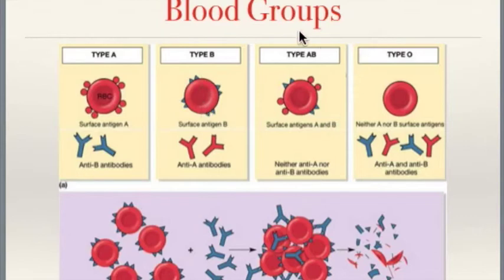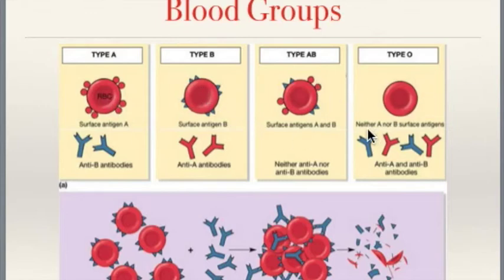Type AB, all right? Type AB is known as the universal recipient, meaning that they can accept any other blood type. They can accept type A blood, they can accept type B blood, and they can accept type O blood. And that's because they have no antibodies. They have no antibodies that will attack the antigens on any of these cell types.